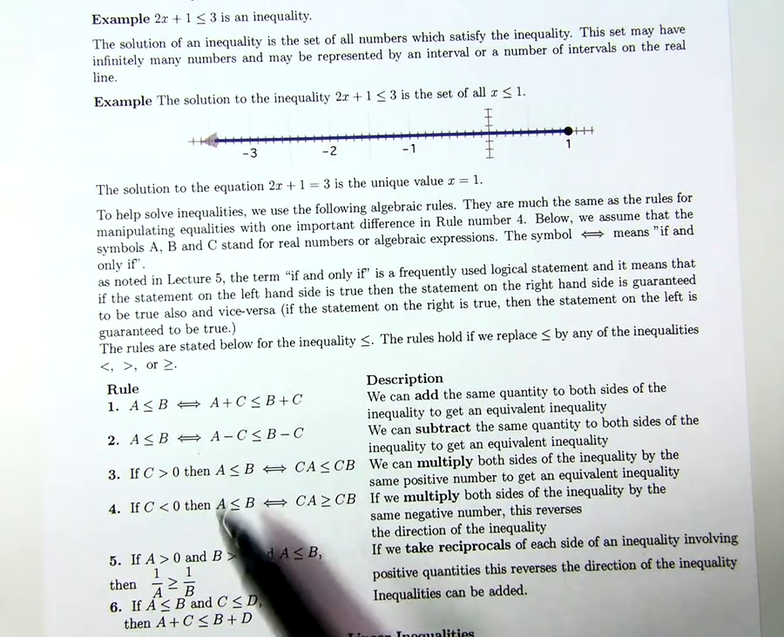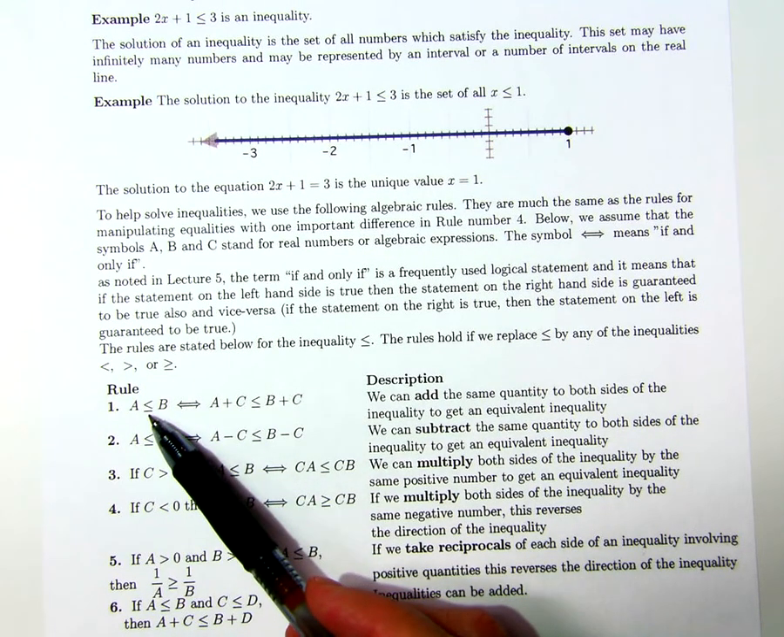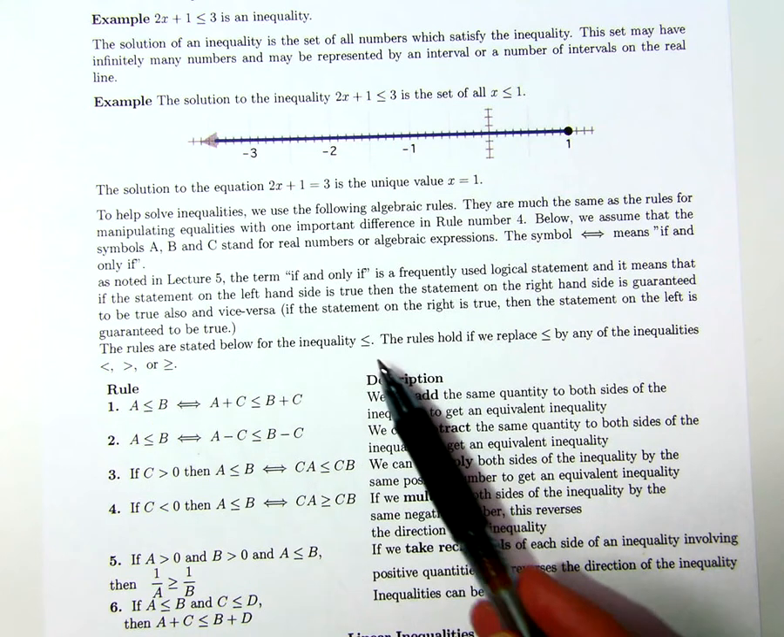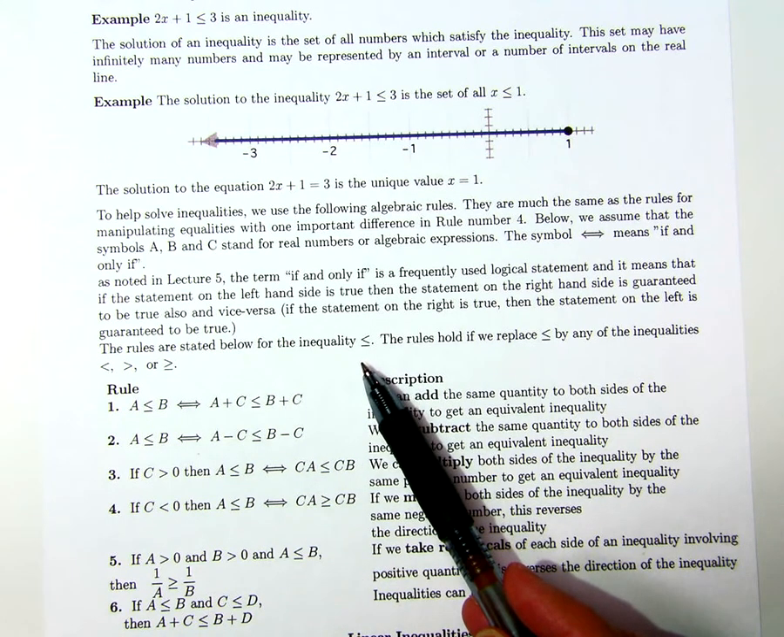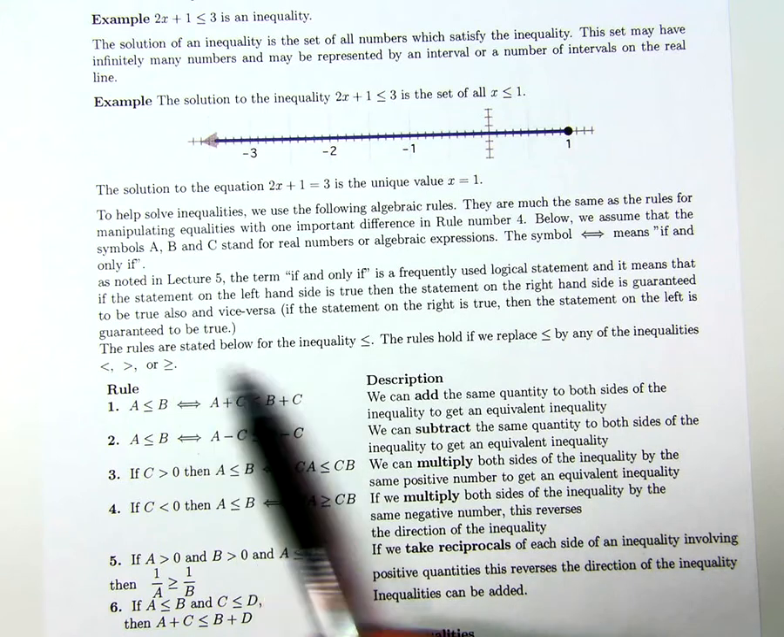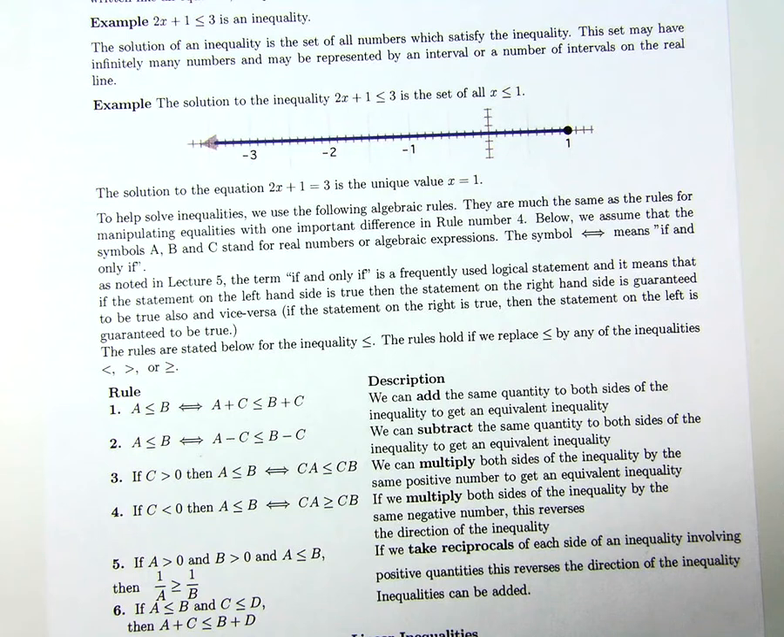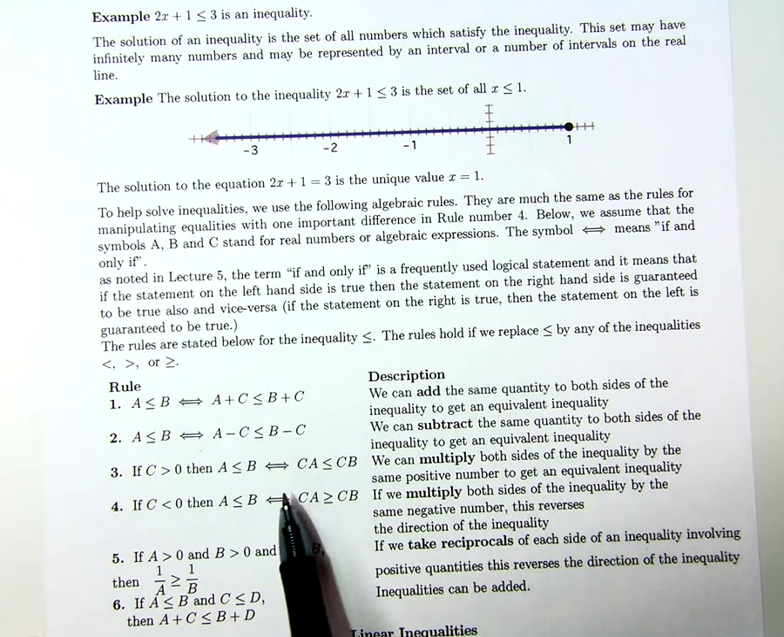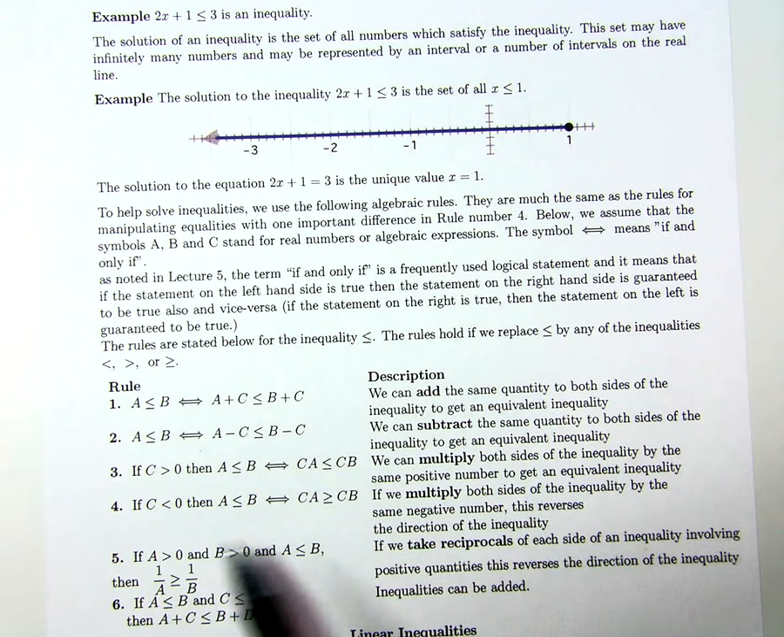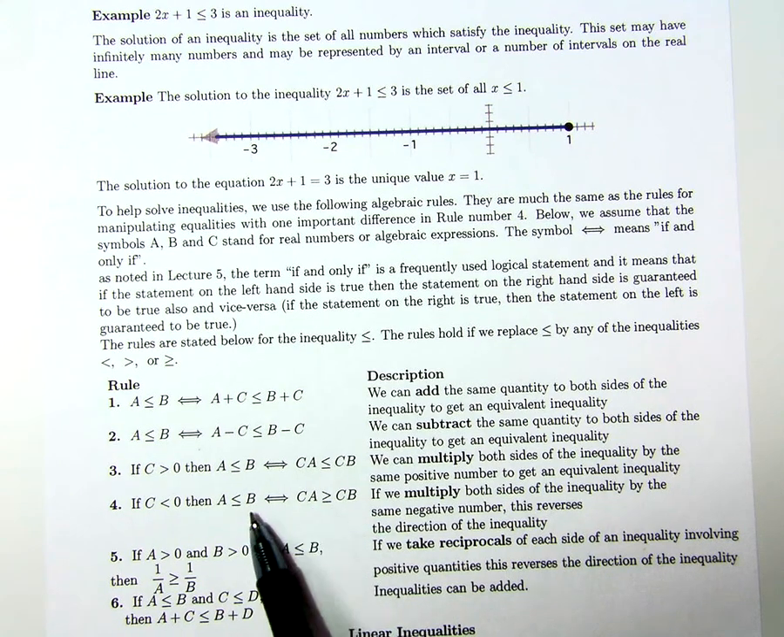Now in all of these statements, I've used the inequality a less than or equal to b to start with, but all of them hold if that is replaced by less than, greater than, or greater than or equals, with the obvious changes on the right-hand side. For example, if I'm using a greater than b here in number 4, then multiplying both sides by a negative number should give me c of a less than c of b.